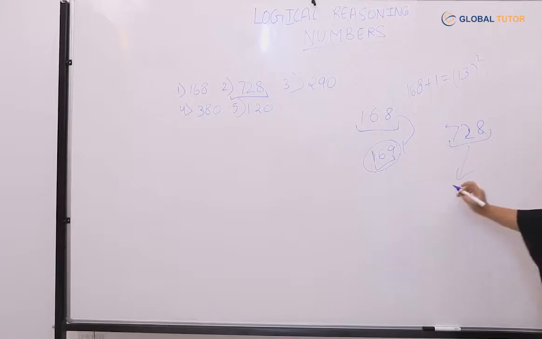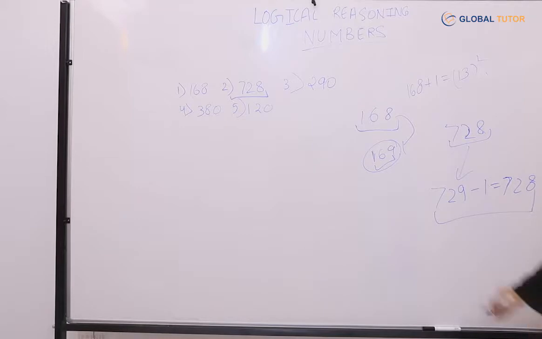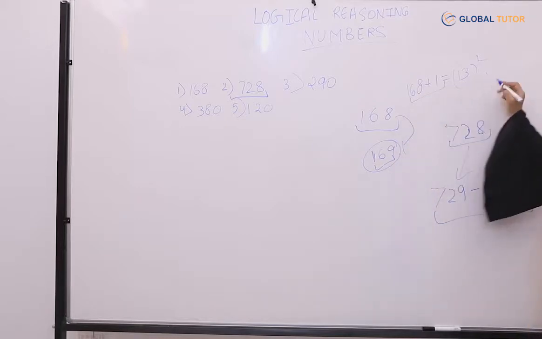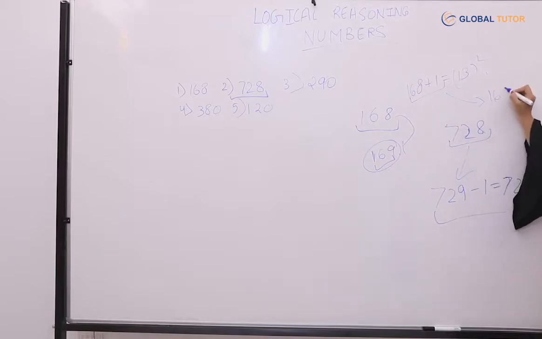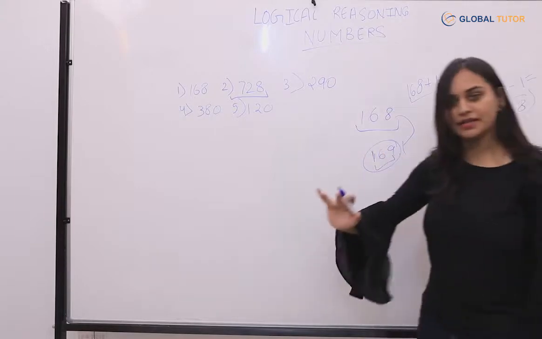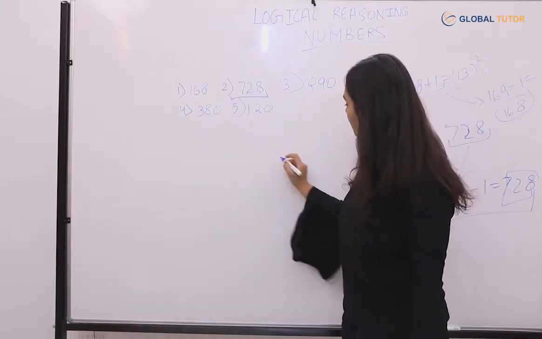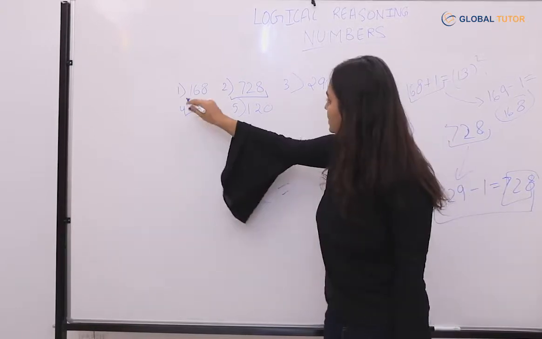Now this particular number is, so 728 minus 1 equals 7. 729 minus 1 equals 728. The same was this. I mean, if I had to write this in a different manner, I would have written 169 minus 1 is equal to 168. So we found a pattern. We found a pattern that the square root of some number minus 1 equals one of these options.